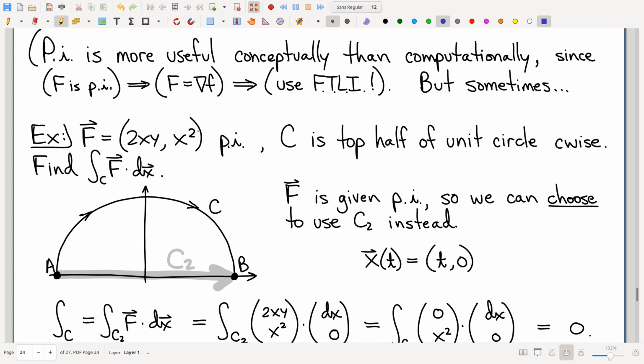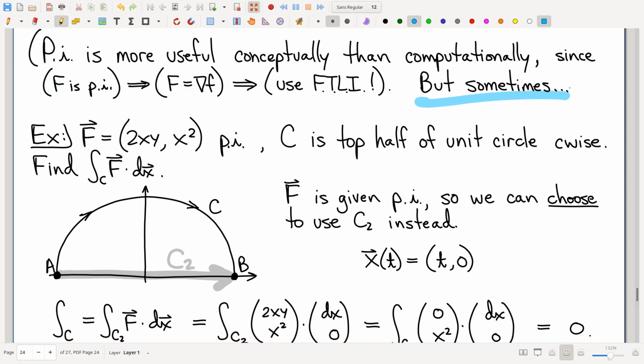Now, here's my pitch against the utility of path independence. If your vector field is path independent, then it's a gradient, as we previously discussed. If it's a gradient, you can use the fundamental theorem of line integrals, which is awesome. So any situation where I can use path independence, the fundamental theorem of line integrals is on the table and applicable. And so why not just use the fundamental theorem of line integrals? In some sense, path independence addresses a computational situation that we've already solved. So who cares?